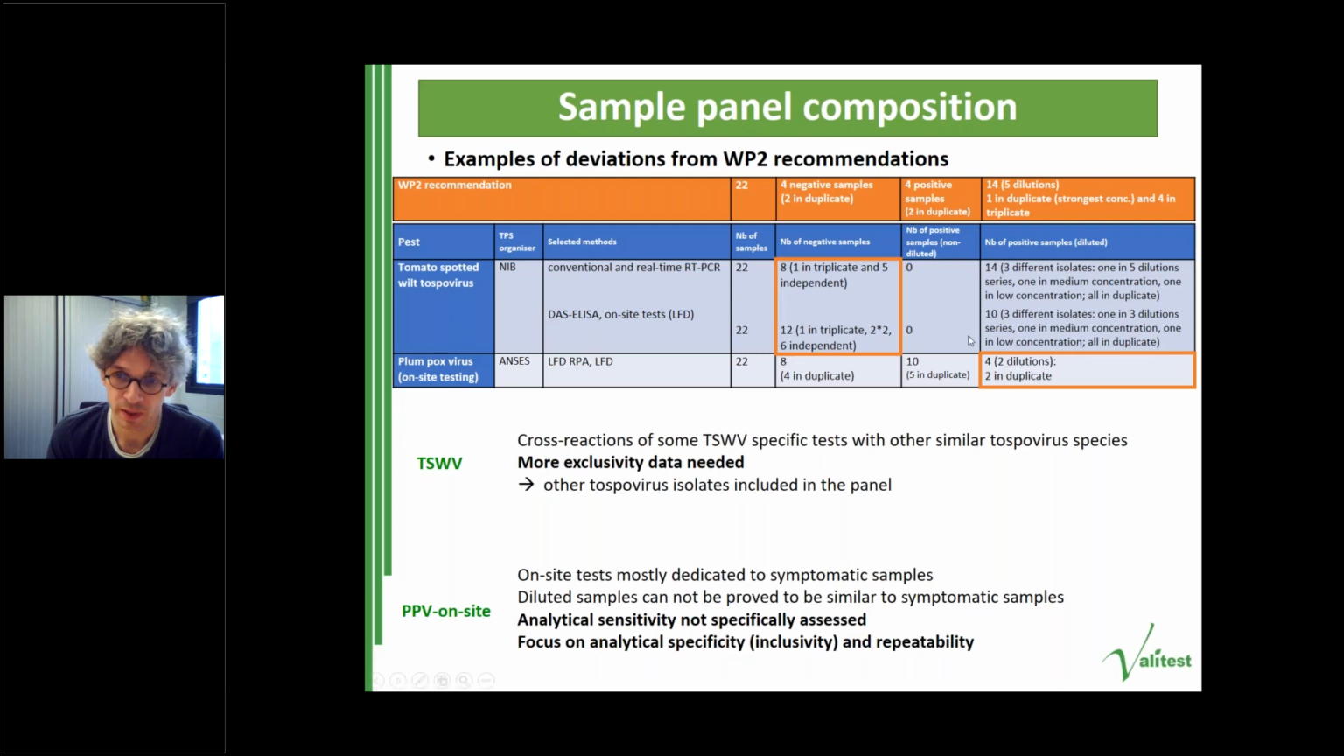For the PPV this time, you see that we recommend to have 14 samples in the dilutions, and the panel included only 4. Actually, in this case, the tests used were on-site tests, and on-site tests are mostly dedicated to symptomatic samples.